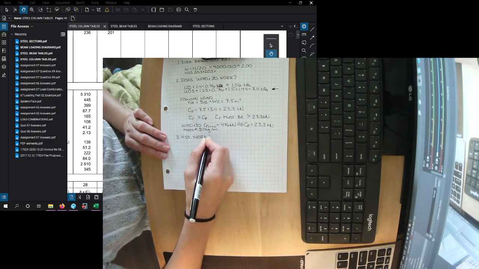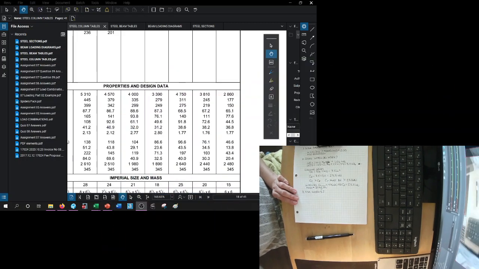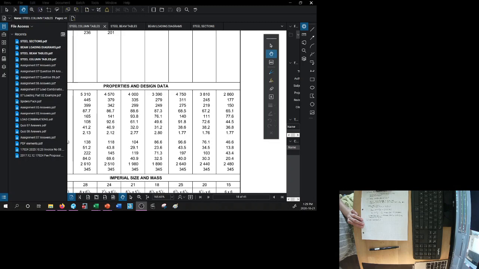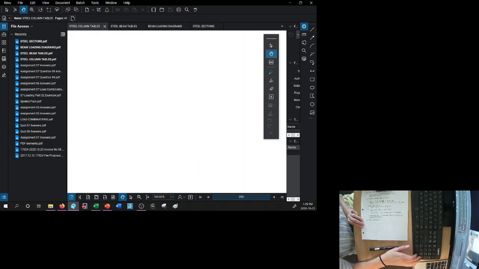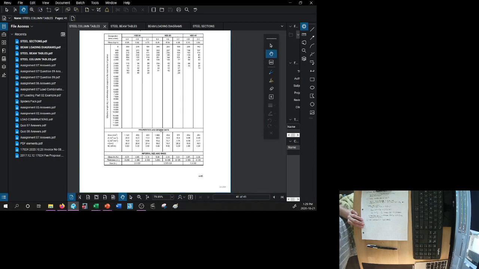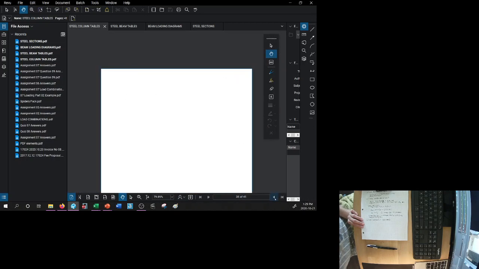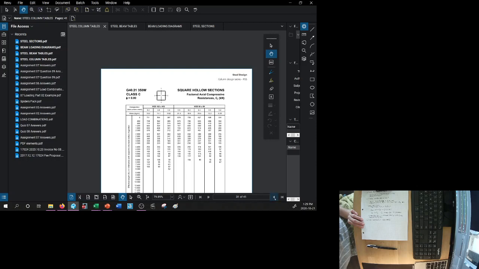What is the lightest HSS that works? Let's go back to those column tables and take a look here. They asked us explicitly about a square HSS. So let's see where we are in our tables here. Let's get somewhere to our square HSSs.